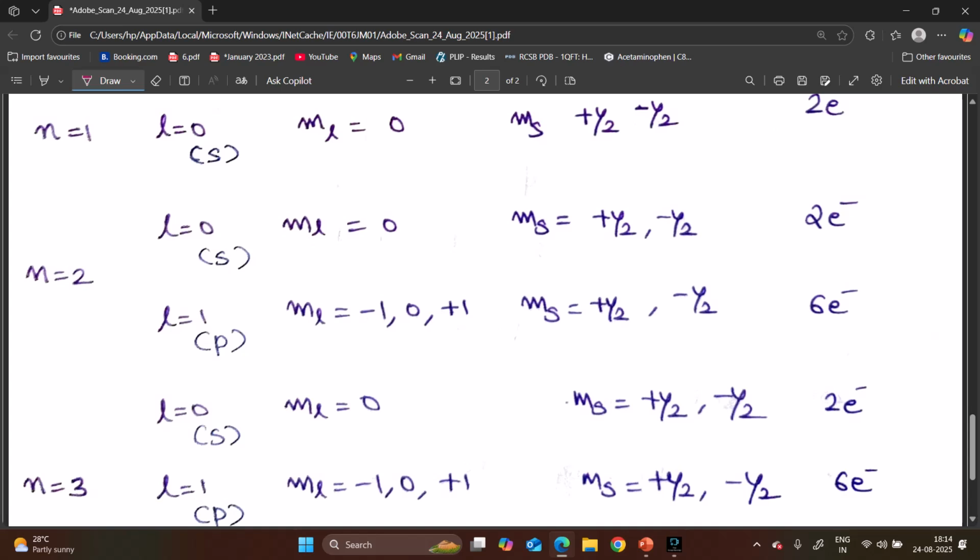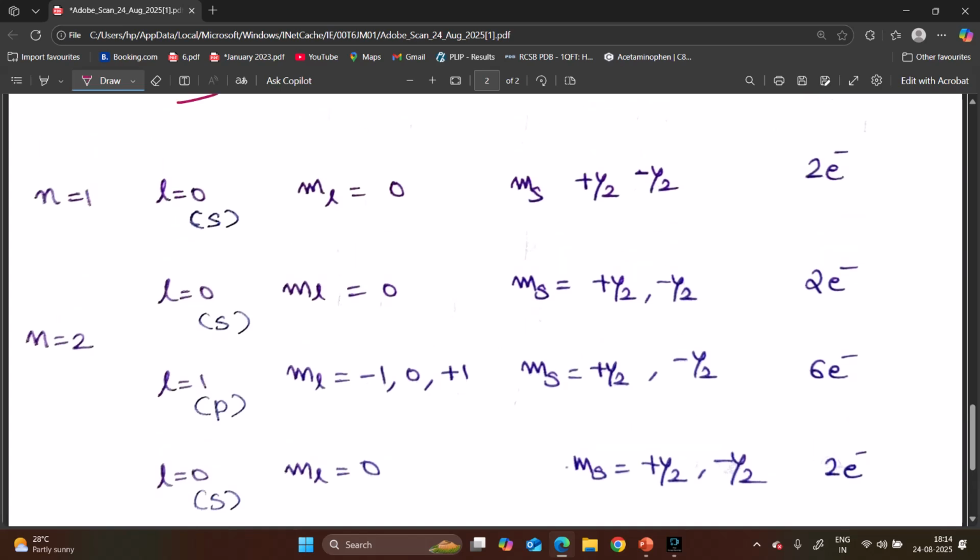When n is equal to 1, L can have values from 0 to n minus 1, so L will have only one value, that is equal to 0. ML values associated with L are minus L to plus L including 0. Since L is equal to 0, ML will be equal to 0. MS will always be either plus half or minus half. Corresponding to the 1s subshell, it can have a maximum of 2 electrons.